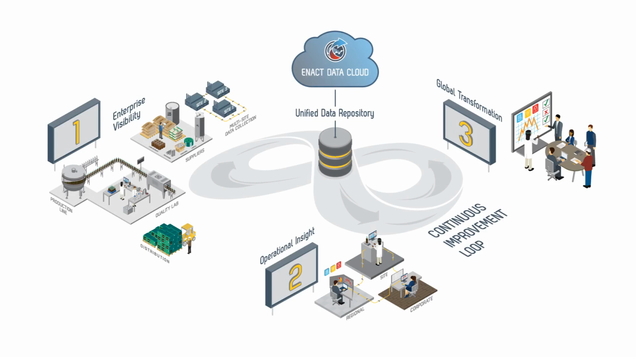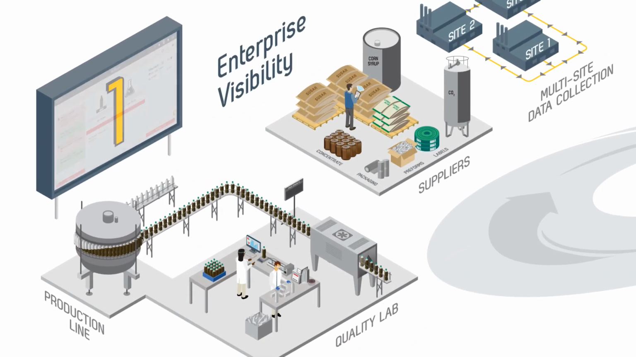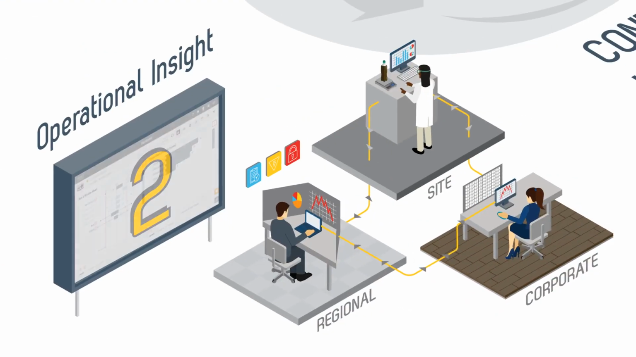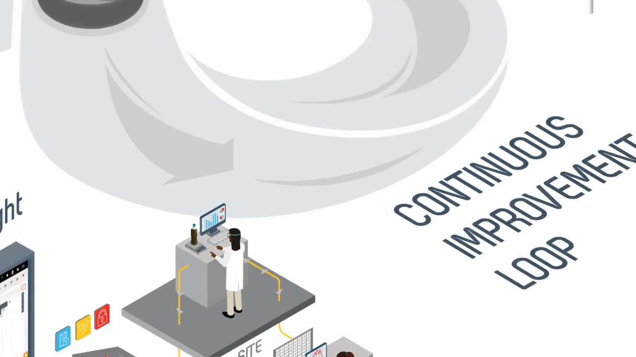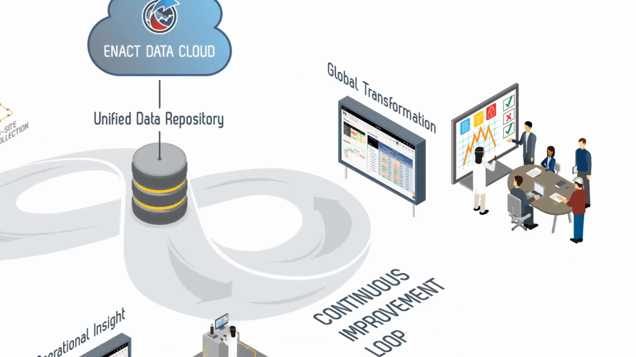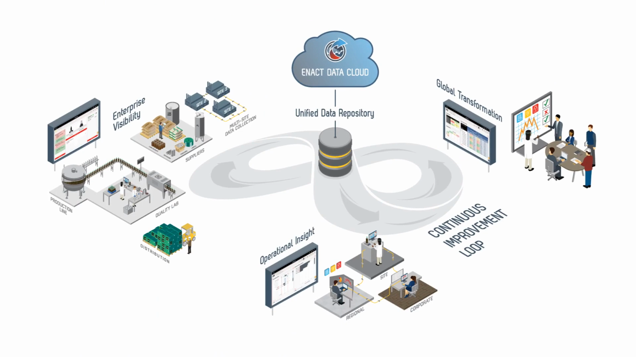Enact starts by centralizing and standardizing the data you collect, supporting plant floor operators in real time, providing practical insights to quality managers, and simplifying decision-making for company-wide improvements. With that level of control, bottlers can use Enact to standardize quality at every step in the process and across the enterprise.